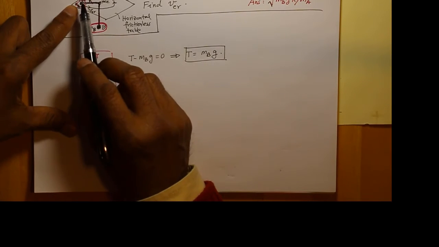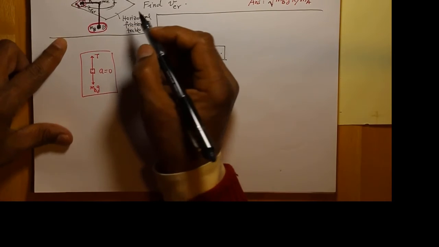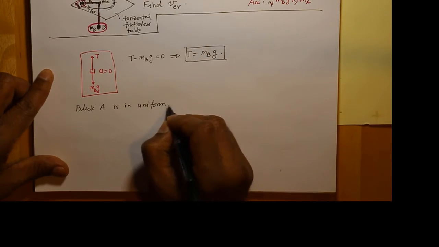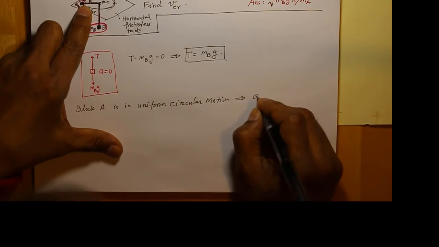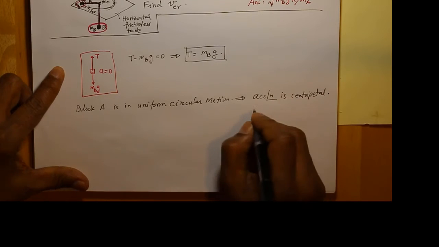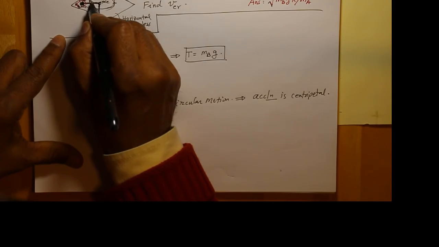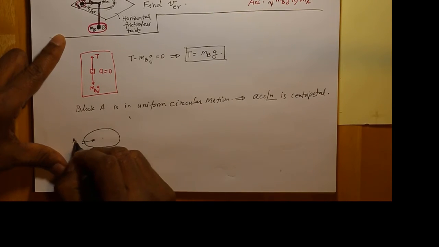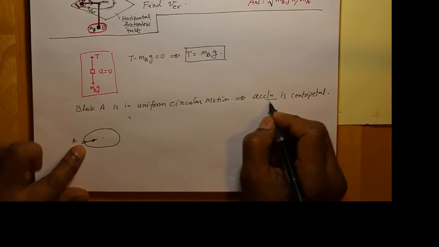Now look at block A. It's going in uniform circular motion, which means we know the acceleration: it is centripetal, and that's all. There's no other acceleration. So looking along the direction from the block to the center of the circle, where the acceleration points, the forces in that direction add up to mass times acceleration.